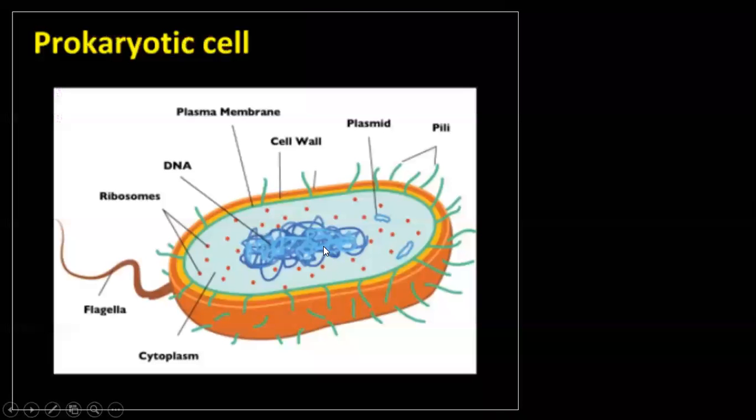Okay, so this is an outline of the prokaryotic cells having a plasma membrane, cell wall, plasmid, pili, ribosomes, flagella, and a cytoplasm. Okay, and we can see no true nucleus, but a primitive nucleus or a nucleoid, that is just DNA found in circular threads without any specific outer covering.